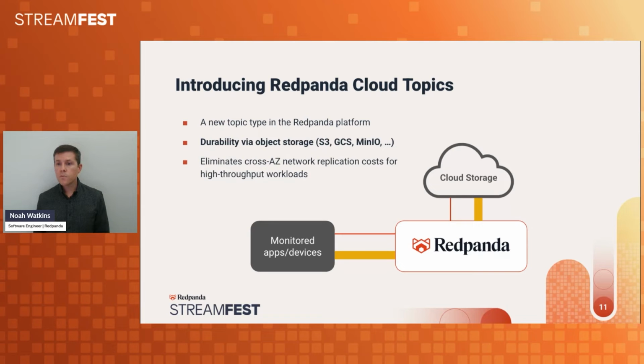This is precisely the problem that we designed Redpanda Cloud Topics to solve. It's a new tier of storage within the same Redpanda platform that you already know, and it can help you reduce costs for high throughput workloads that are able to tolerate higher latencies. Instead of replicating every byte across expensive network links as we saw with standard topics, Cloud Topics use durable, inexpensive cloud object storage as the primary backing for the data. You get the same extreme durability, but you completely eliminate the cross-AZ replication cost.